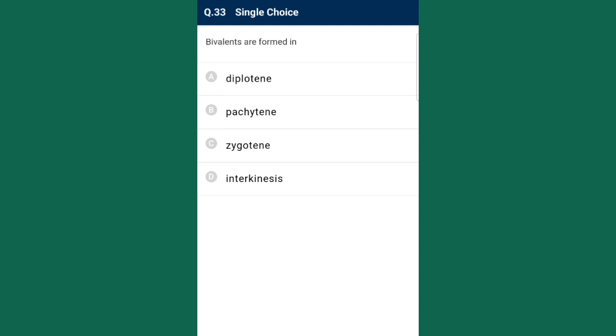Question number 33. Bivalents are formed in. During zygotene of prophase 1, pairing of homologous chromosomes occurs. By coming side by side, the homologous chromosomes come to pair, and this pairing is known as synapsis. The pair of synapsed chromosomes forms a complex which is known as bivalent. So the answer is option C. Bivalents are formed during zygotene stage.